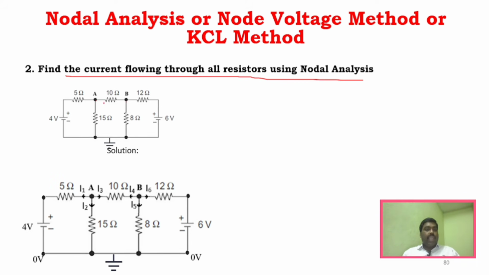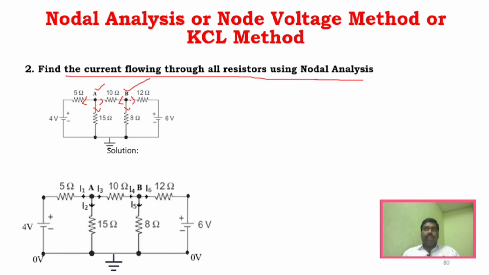Right? So it is A and B. Now you follow the same procedure. If you take A, you consider this branch and this branch. If you take B, you consider this branch and this branch. Like that, you will find the expression for this particular node and the expression for that node, and you have to simplify the equation, and you will find out V1 and V2.